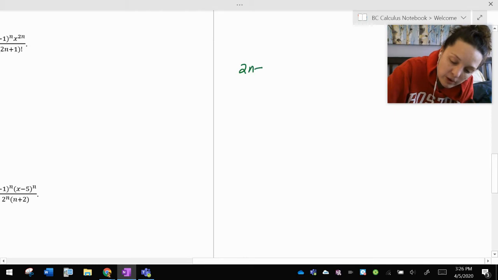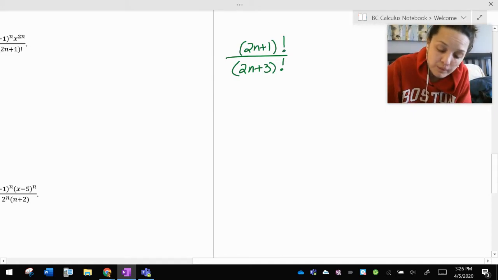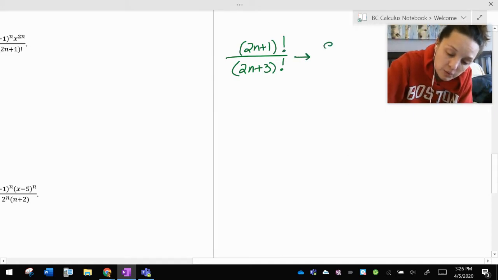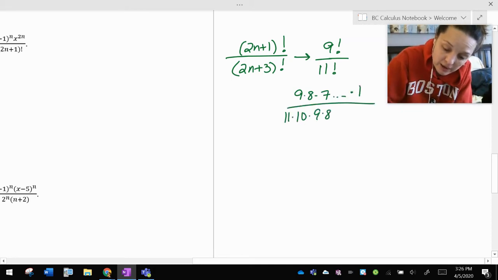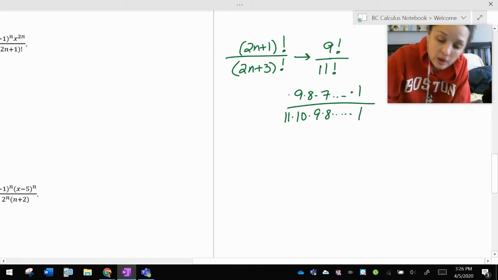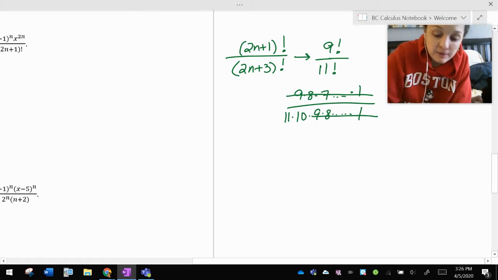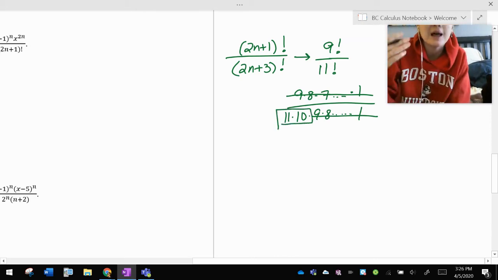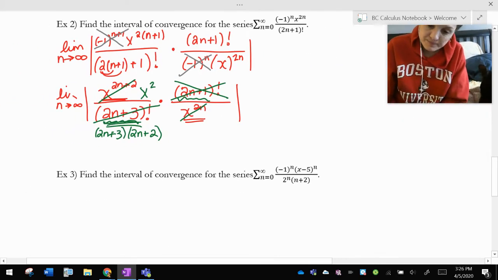If I have 2n plus 3 factorial and 2n plus 1 factorial, let's pretend for a second that n equals 4. If n equals 4, this would be 9 factorial over 11 factorial, which is 9, 8, 7 down to 1, and 11, 10, 9, 8 down to 1. 9 through 1 divides and cancels, leaving just 11 and 10 behind, the highest two numbers. That's what really happened over here.